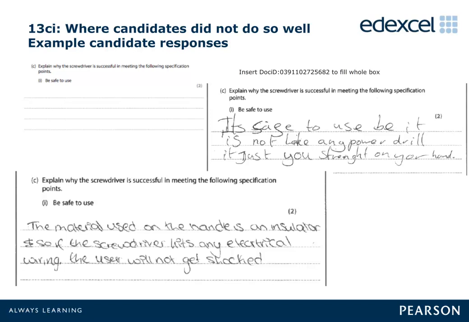Question 13c, Part 1. On the whole, this question was not well done by the majority of the cohort. Too many candidates focused on the fact that the sharp blade was a long way from the handle. The first example at the top scored 1 mark as it made reference to suitable hand size. The second example scored full marks. In this case, the candidate made reference to the fact that the material is an insulator and used a connective to go on to say that if they hit any electrical wiring, the user would not get shocked.